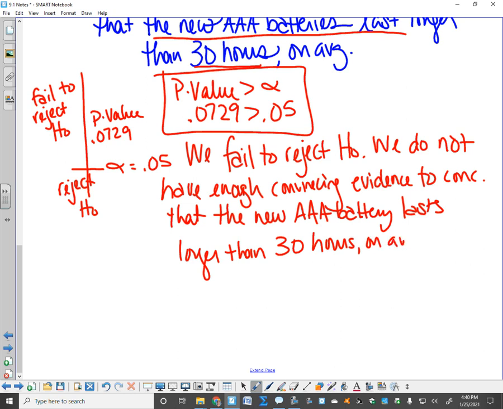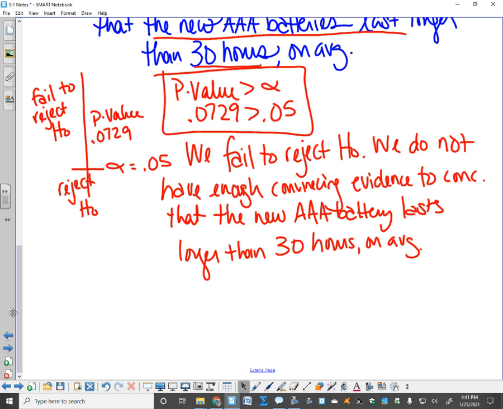on average. Now, could I get one or two that last longer than 30 hours? Absolutely. Remember, you had a crappy sample. It's only 15. And guys, sample size is a huge factor in figuring out what your p-value is. So sample size does affect this. So because my p-value was above alpha, then I failed to reject H sub O. I do not have enough convincing evidence to conclude H sub A.